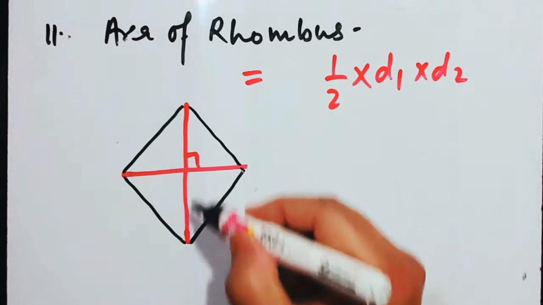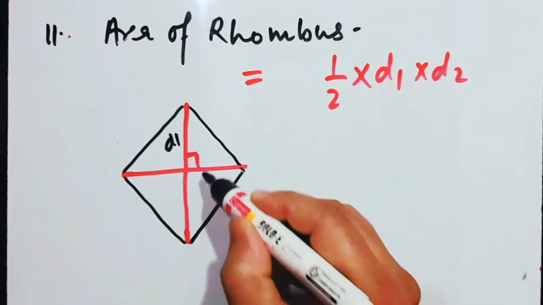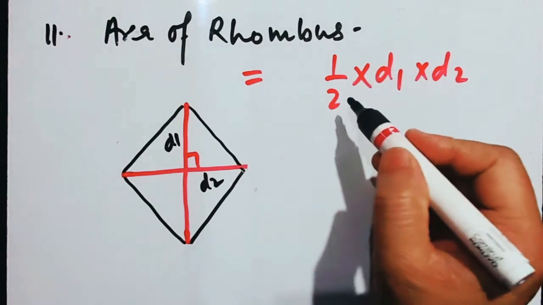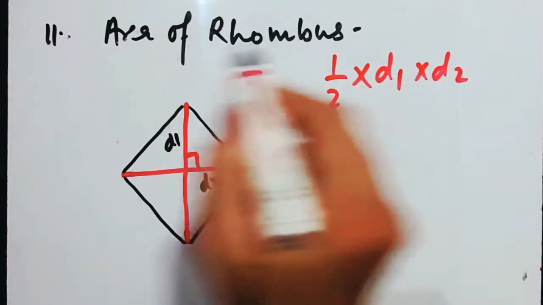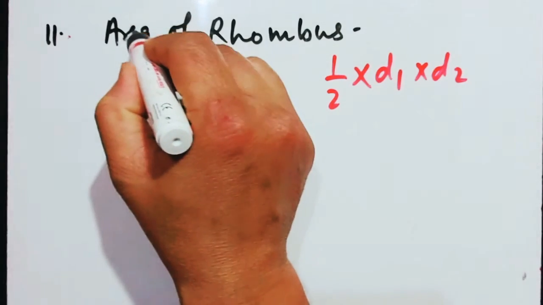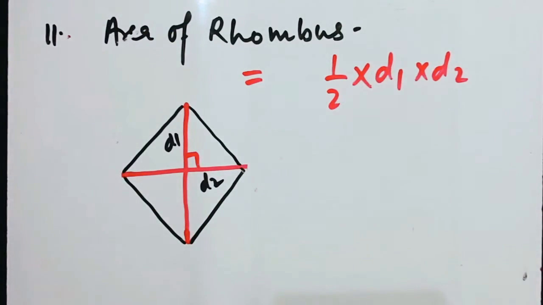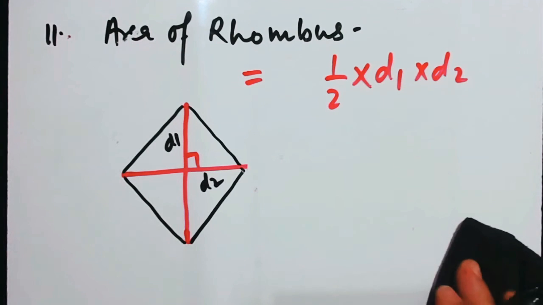Now this was your first diagonal d1, and this was your second diagonal d2. So if you know the length of the diagonals, you can put them into the formula. Area of the rhombus is equal to half into diagonal 1 into diagonal 2. I hope this was clear.